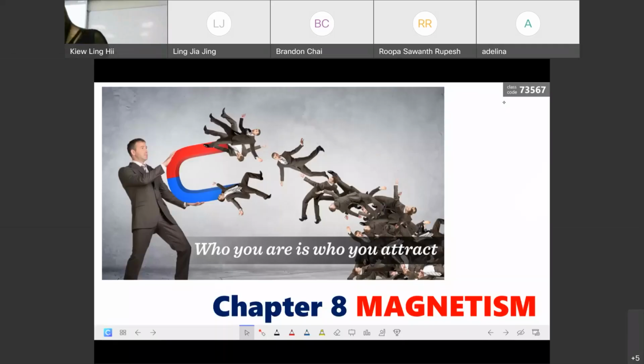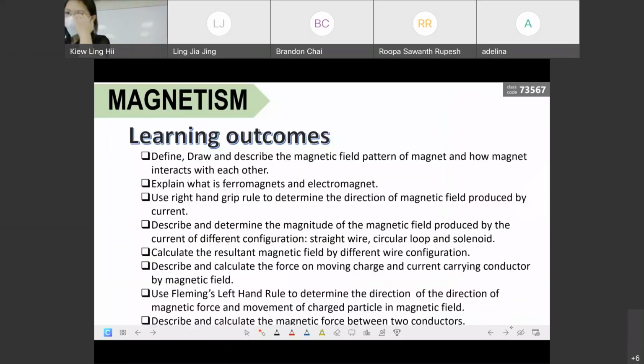So our topic today is about magnetism. Okay. So let's look at the learning outcomes. So what you are going to learn today.